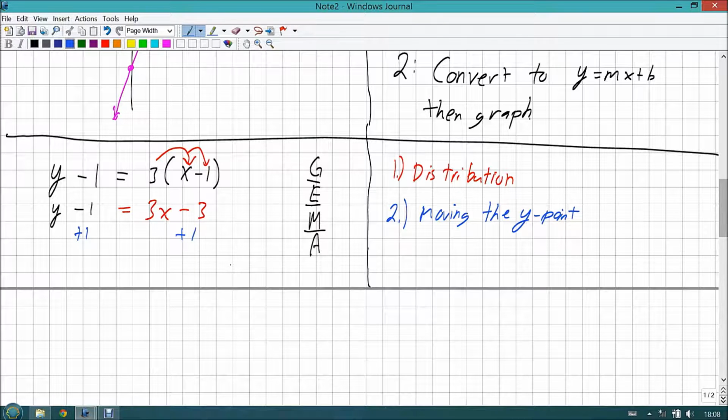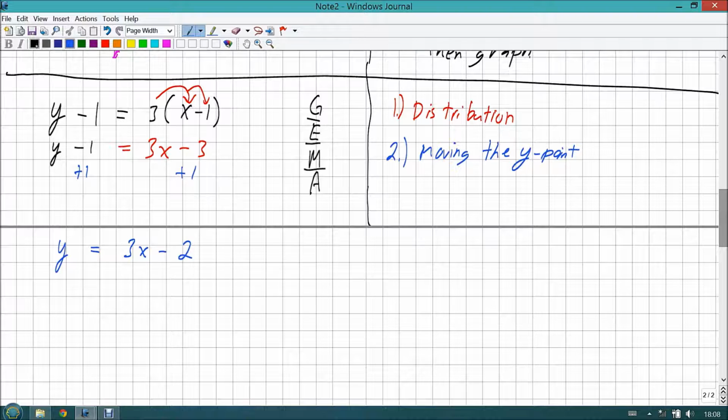Alright, so I add 1 to both sides, and I get y is equal to 3x minus 2. Not 4, 2. And then when we have that, we have it in y equals mx plus b format. So we go to our graph, and we're going to do the same thing as before. We start at negative 2, because that's my y-intercept, and we rise 3, run 1. Hey, look at that. It's at 1, 1. Rise 3, run 1. Drop 3, retreat 1.